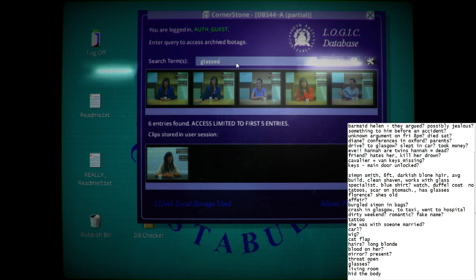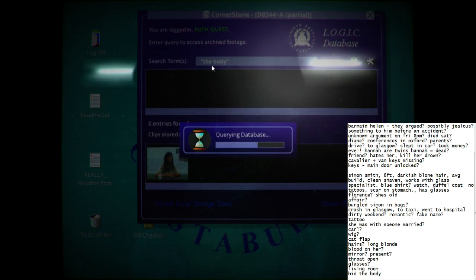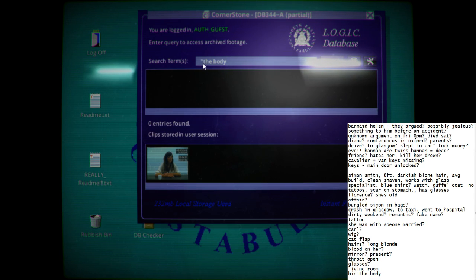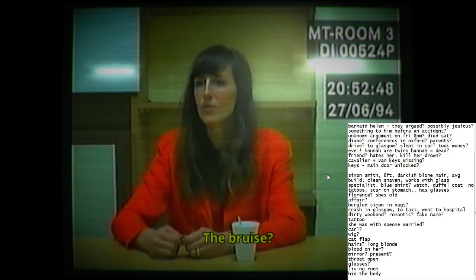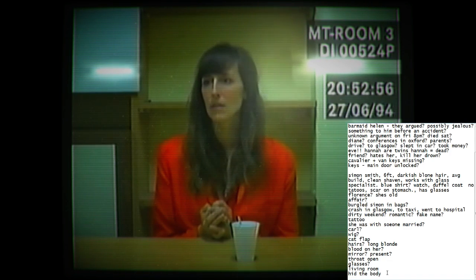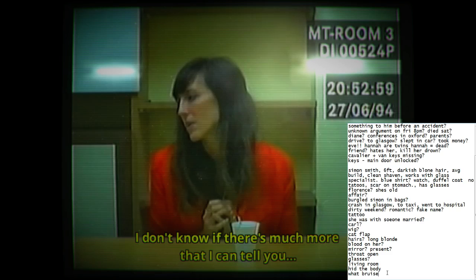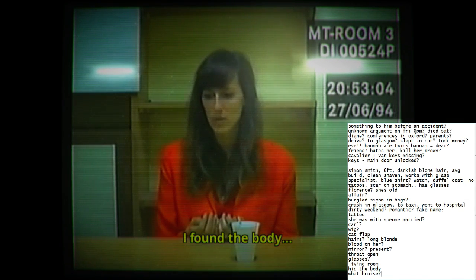Right, glasses. I need to know the last glasses entry thing. Right, anyway, hid the body. Oh, let's have a look. No, there's got to be something about the body. Really? You'd never said the term the body? Are you kidding me? The bruise. I have a really fast metabolism, so stuff like that just comes and goes. What bruise? I don't know if there's much more that I can tell you that I haven't already told the other policeman. I found the body.